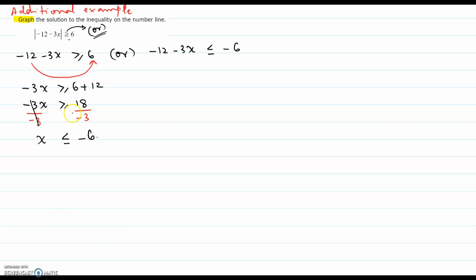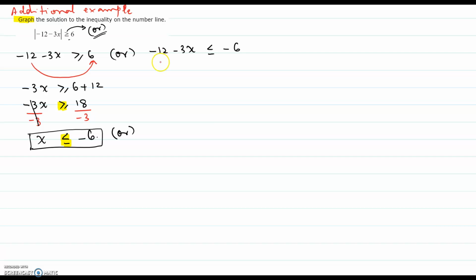Also keep in mind, whenever you divide an inequality by a negative number or multiply an inequality by a negative number, the inequality gets reversed. So greater than or equal to here becomes less than or equal to. So this is one solution. Now let's solve the other inequality.